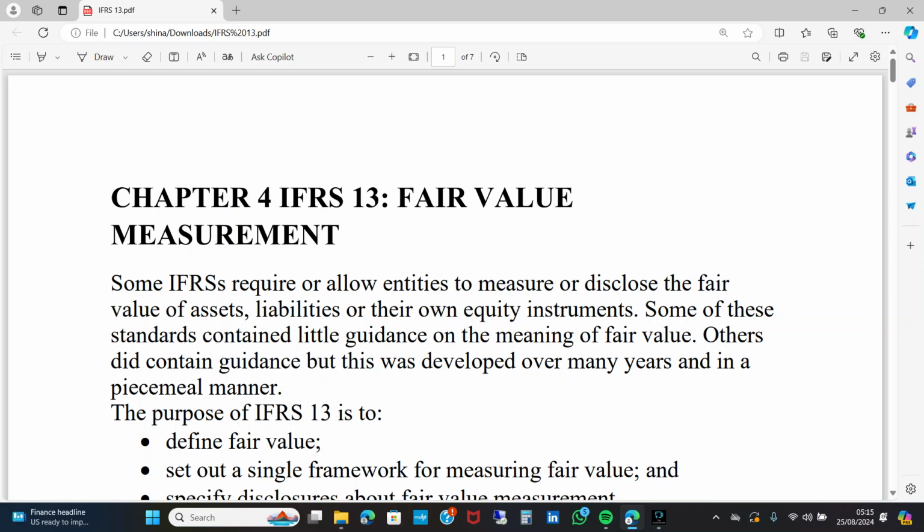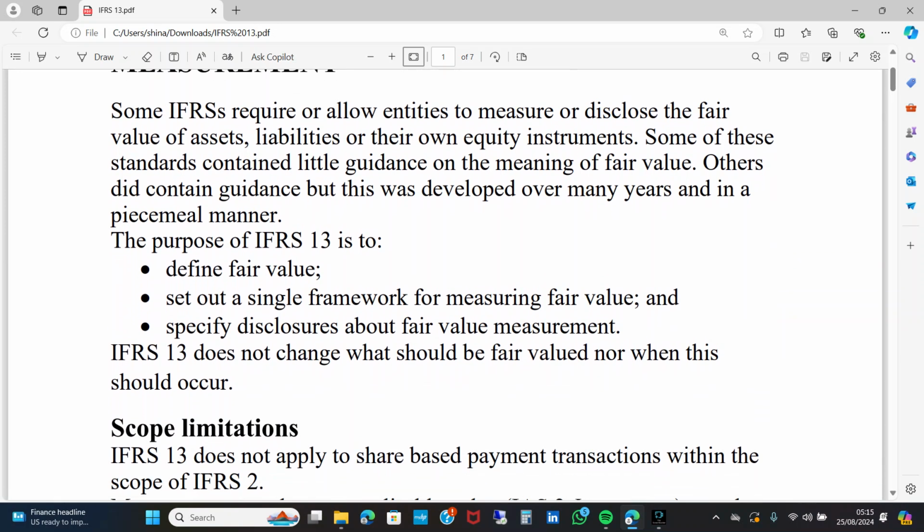What's our purpose? One, IFRS 13 is to define what is fair value. Two, set out a single framework for measuring fair value. Then specify disclosures about fair value measurement. So we're going to look at three things under IFRS 13. One, what is fair value? Two, how do we measure fair value, a single framework for measuring fair value? Then what are the disclosure requirements? What are the things we are supposed to disclose about fair value in our financial statement?